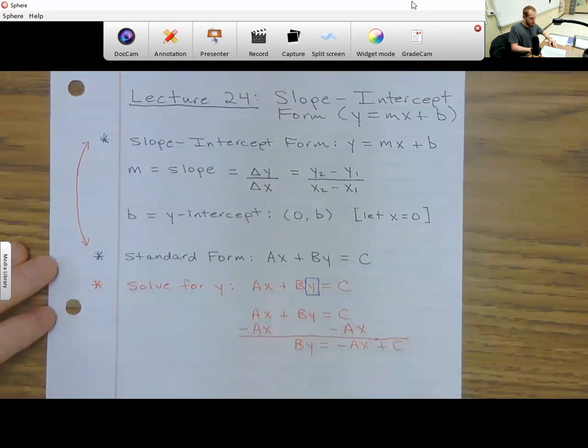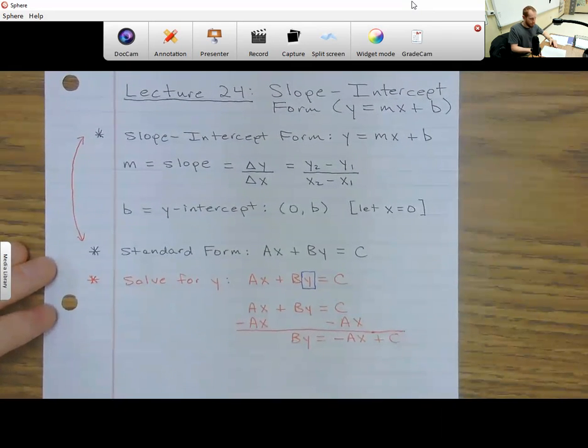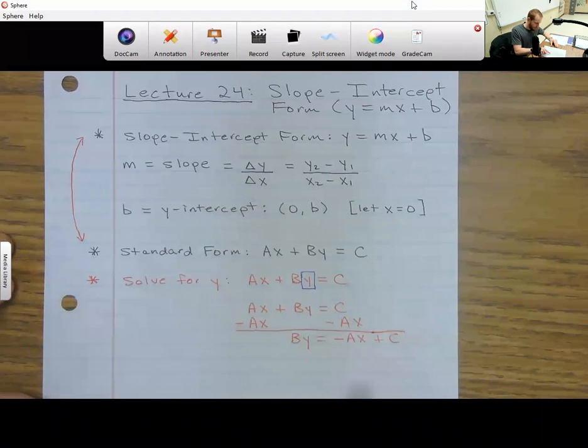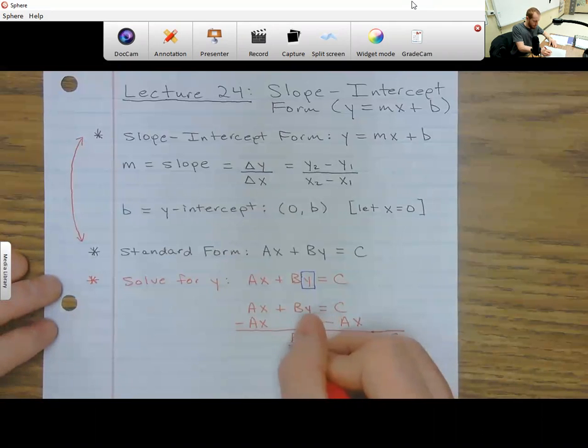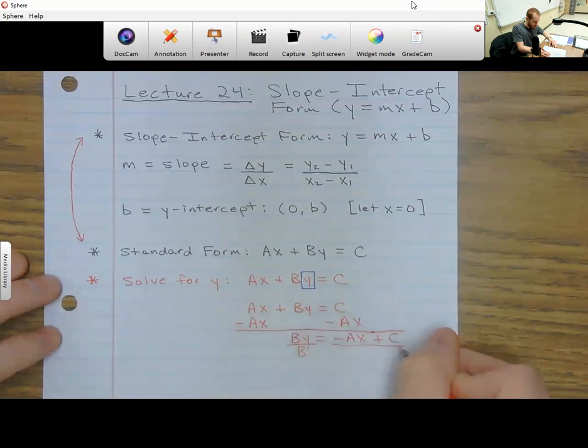Negative ax plus c. Okay? The c is positive, the ax is negative. Got it? Okay. So now I'm trying to get y by itself, which means I've got to get rid of this b that's out in front. Well, how can I do that? I can divide both sides by b.